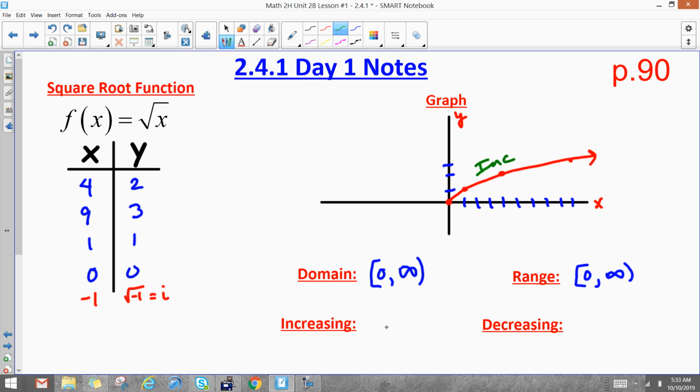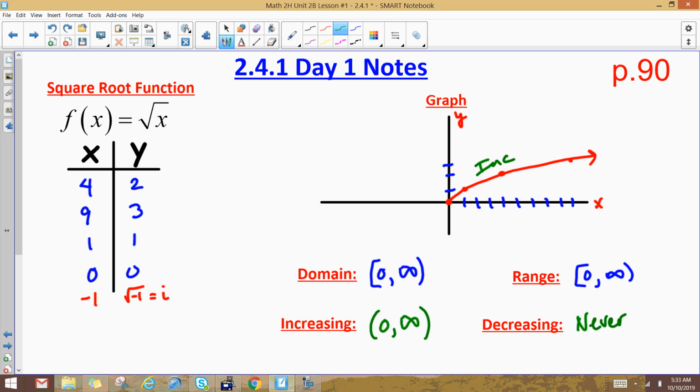And when do we start increasing? We start at 0 because this is undefined. And when do we stop? At infinity. But remember, for increasing and decreasing, we never use brackets because at 0, we're not doing anything. Decreasing, never. It doesn't even exist.